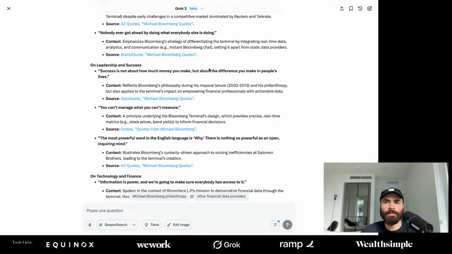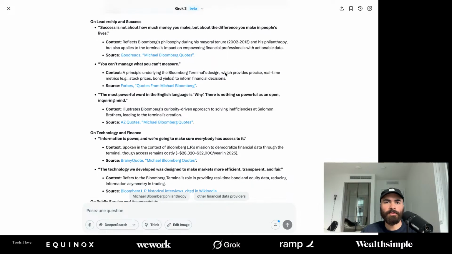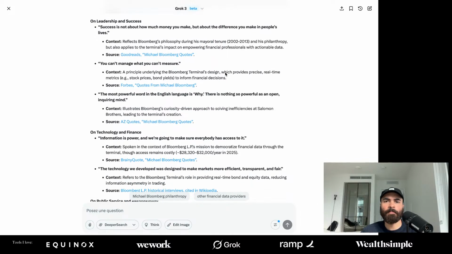On leadership and success: success is not about how much money you make, but about the difference you make in people's lives. During his mayoral tenure and his philanthropy, but also applies to the terminal's impact on empowering financial professionals with actionable data.